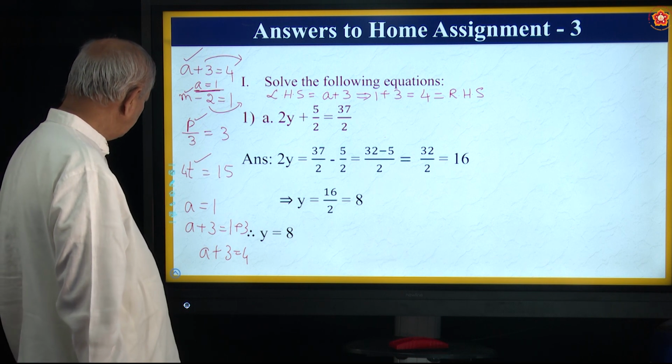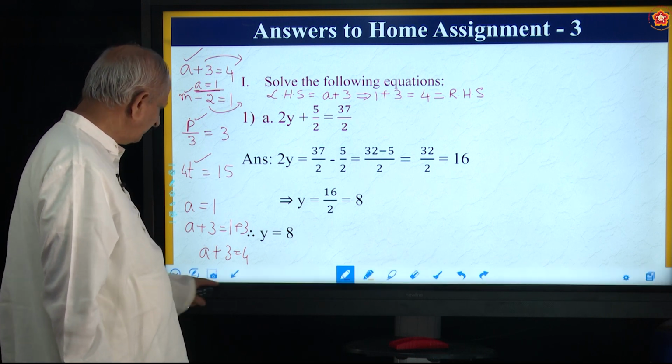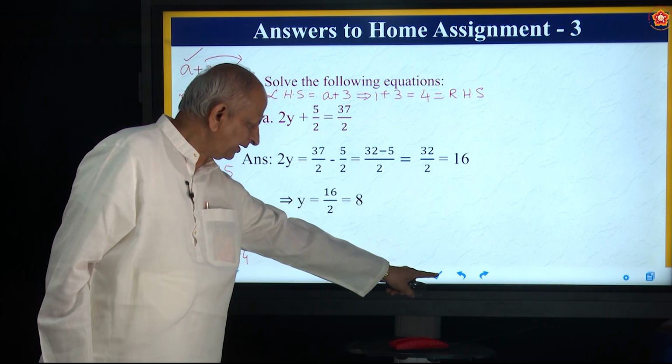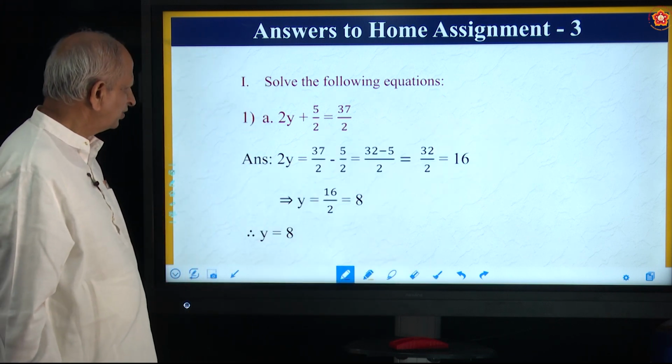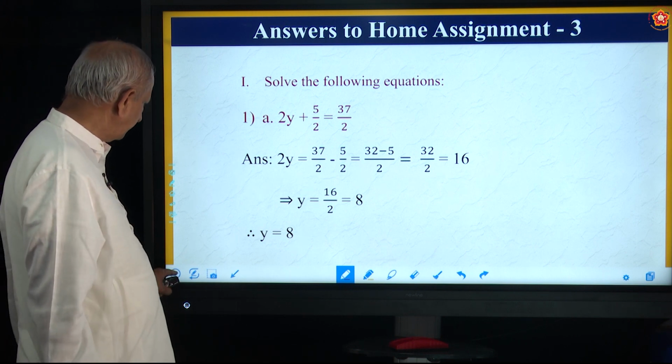Now, we will try to work out the home assignment. Okay? In the home assignment, the first question: solve the following equations.